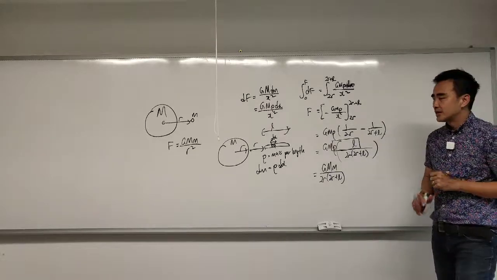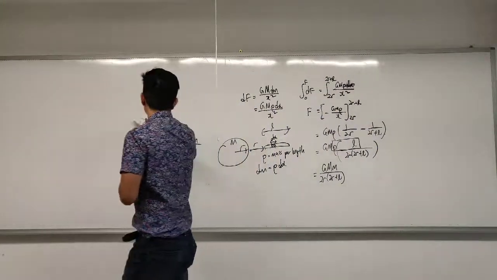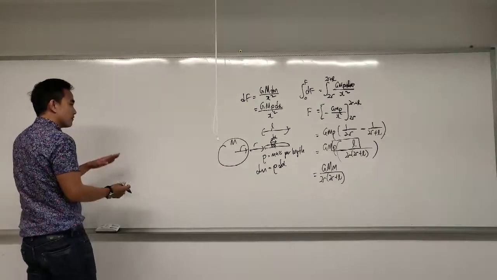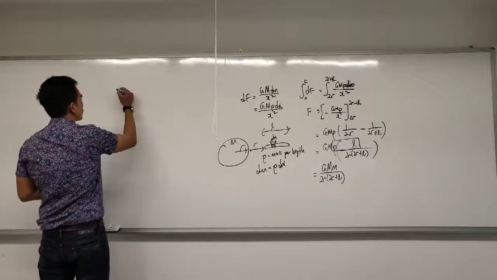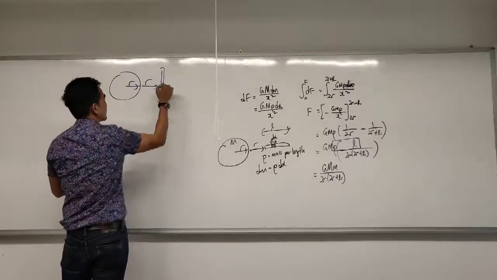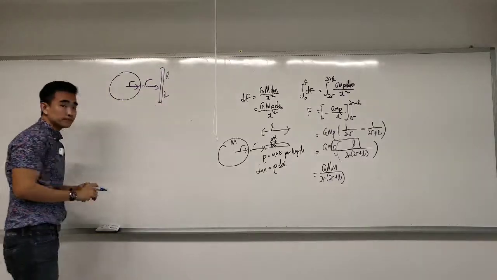Alright, so the next thing I'm going to go to is this other question, similar, but slightly different. All I'm doing over here is twisting the rod such that it looks like this. Let's put this as L and L.